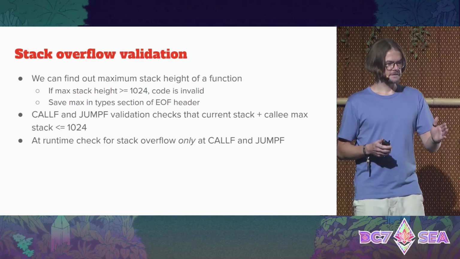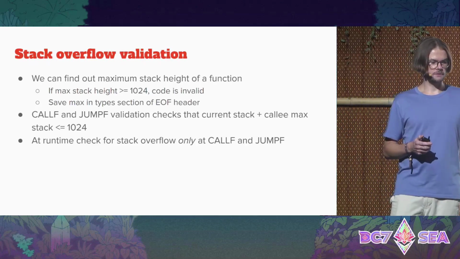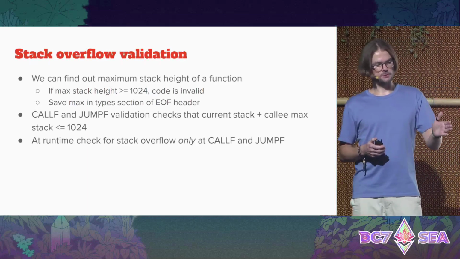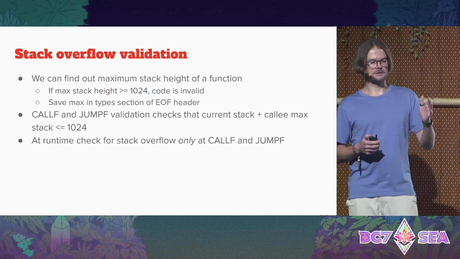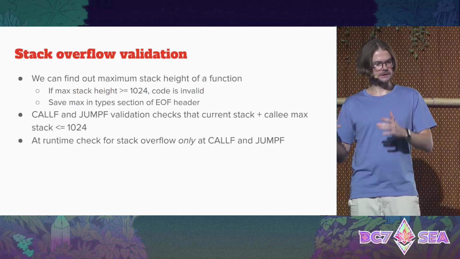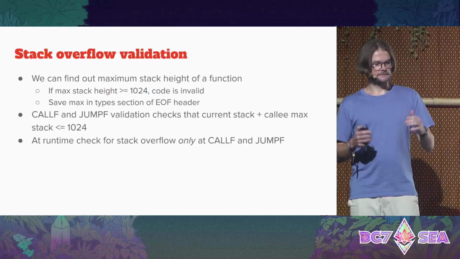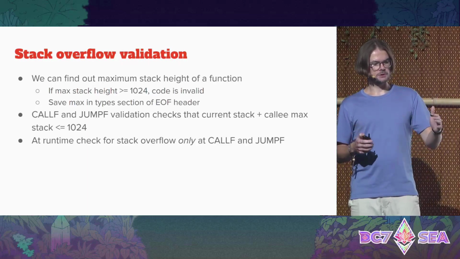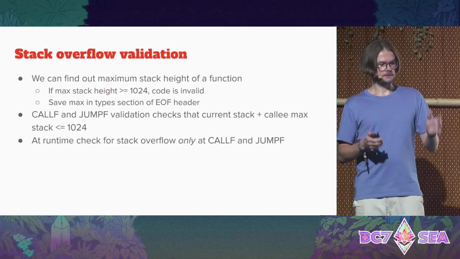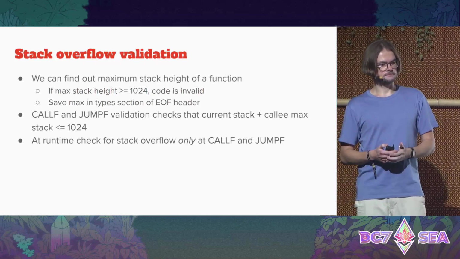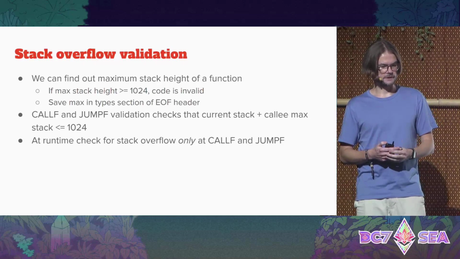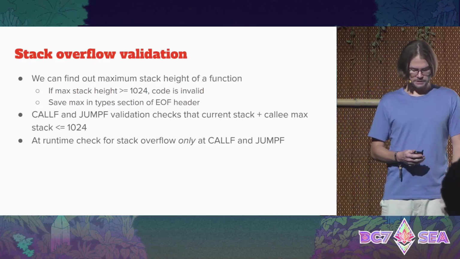So in the end, we only have to do runtime overflow checks at two locations in the code. For when we execute call F or jump F, we get the current runtime stack height. We add it up with the maximum stack height of the callee. If this sum is above the stack height limit, we do not allow call F or jump F. We exceptionally abort at call F or jump F. Otherwise, execution could overflow execution of this EOF function. So this is how overflows are handled.